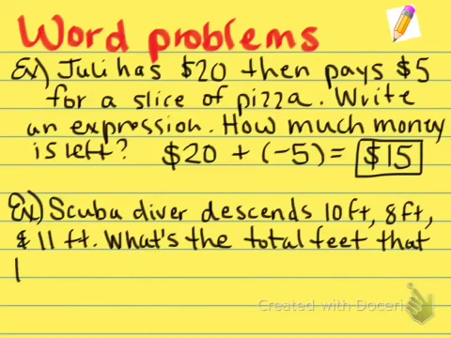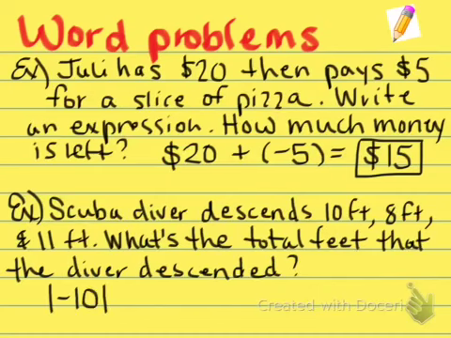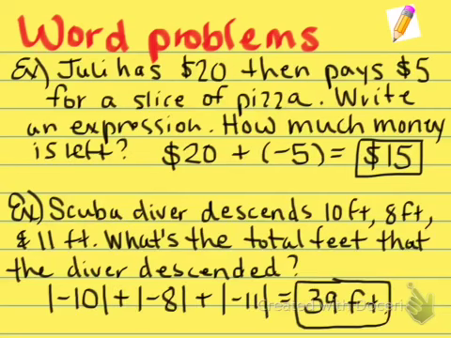So Julie has $20, then pays $5 for a slice of pizza. Write an expression, not just the answer, then find out how much money is left. So she has $20, that would represent a positive. Then she spends money, that would be negative 5. So 20 plus a negative 5, the answer would be 15. She has $15 left.